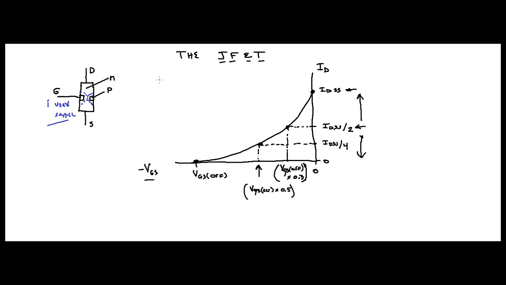So high load means high current, right? And low load is going to equal low current, right? I want to make sure you understand this.